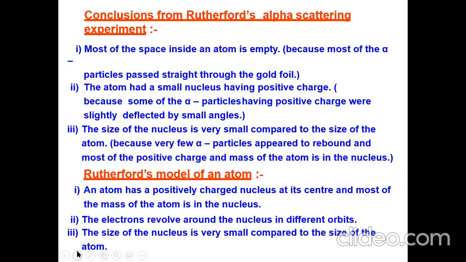So according to Rutherford's model, an atom has a positively charged nucleus as its center, and most of the mass of atom is because of the nucleus. The electrons revolve around the nucleus in different orbits, and the size of nucleus is very small compared to the size of the atom.